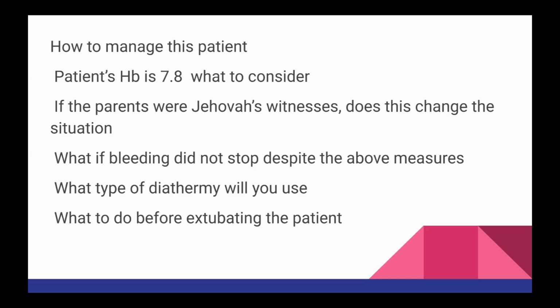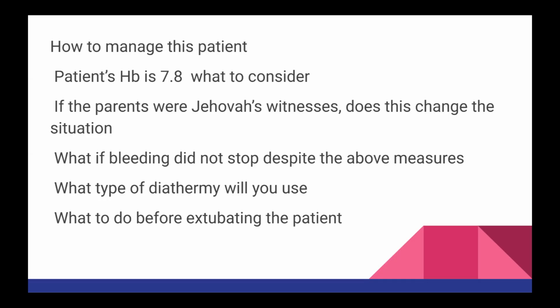Okay, so the patient's Hb is 7.8. So what will you consider? Since the hemoglobin level is less than 9, I will consider a blood transfusion for this patient. I will ensure the patient has two large bore IV cannulas. And if there is any hypovolemic shock, I will start with IV fluid resuscitation. And since the hemoglobin is 7.8, I will give a blood transfusion.